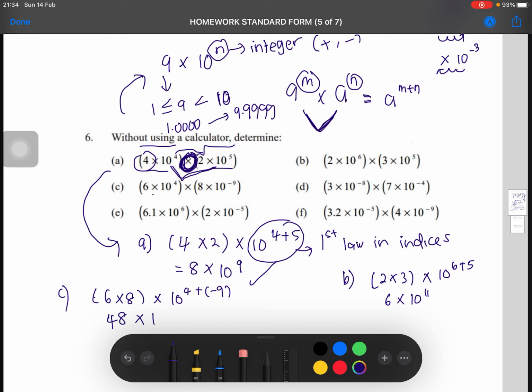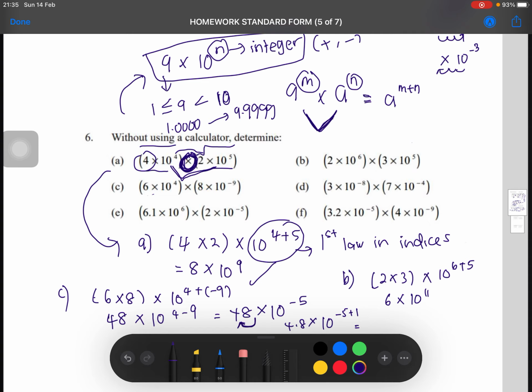plus minus becomes minus. Here we have 48 times 10, 4 minus 9, 48 times 10 to the power of negative 5. Okay, the answer is not in standard form. Then we must change into standard form. So how? This is the criteria for standard form. That means we move the decimal one time. That means 4.8 times 10 to the power of negative 5 plus 1.